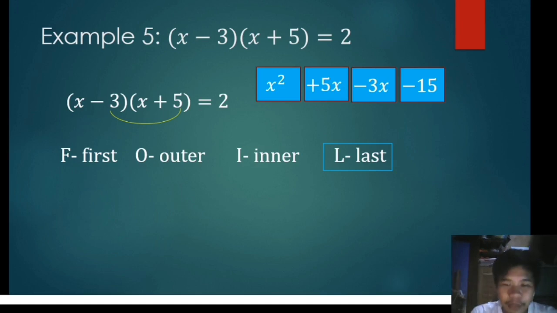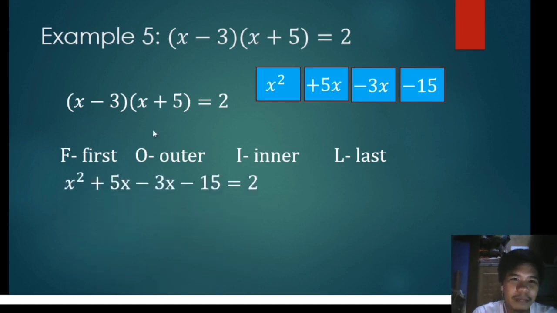After applying the FOIL method, all you have to do is to write the expression at the left side of the equation as x squared plus 5x minus 3x minus 15 equal to 2. So as we can see here, we have two like terms, which are positive 5x and negative 3x. So all you have to do is to apply the rules in combining integers, in which we're just going to combine their numerical coefficients, which are positive 5 and negative 3.